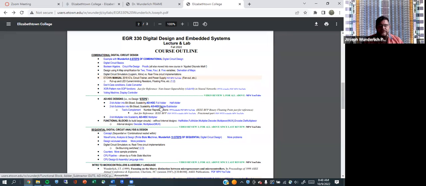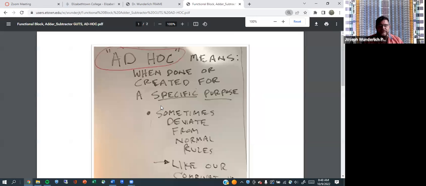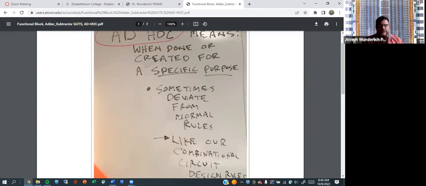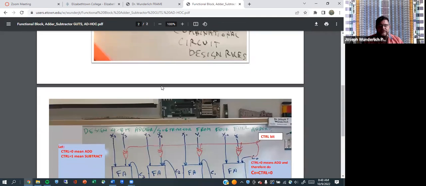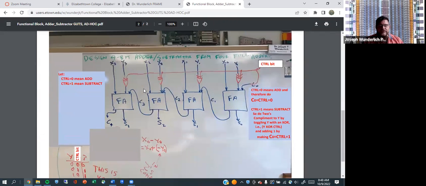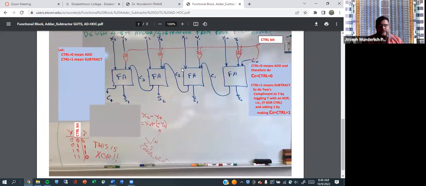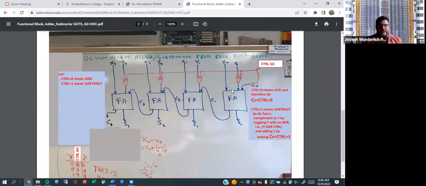So we go to the ad hoc adder subtractor here. And ad hoc means, by the way, when done or created for a specific purpose, sometimes deviating from normal rules. In our case, our combinational design circuit rules. So we have this situation where, all right, we know how to design a full adder. We know how to cascade them together for an n-bit wide adder of x and y. But what about subtraction?